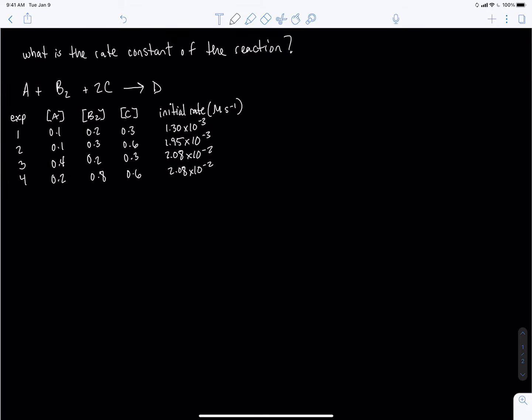Okay, so in this problem we are asked for the rate constant for a reaction. This is the reaction we're looking at, and we're given a table of data. This is the general setup for something that involves the method of initial rates. So we're going to be using the differential rate law. And so I'm going to go ahead and start by writing that out.